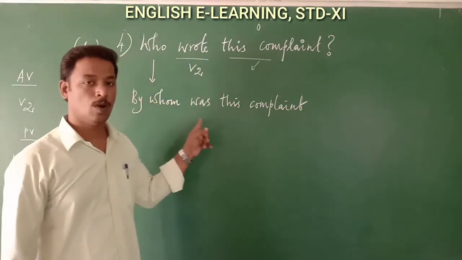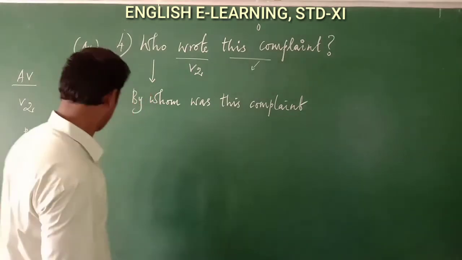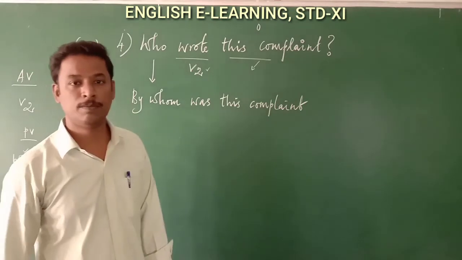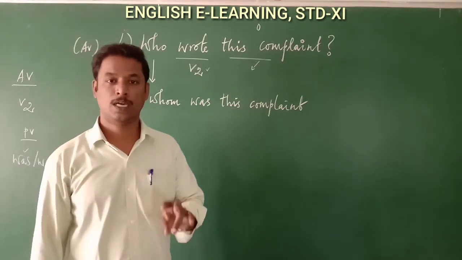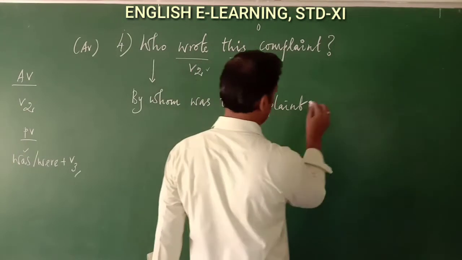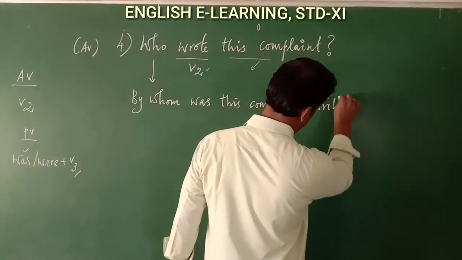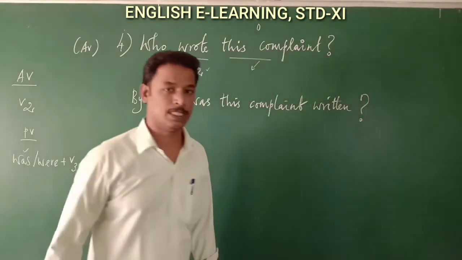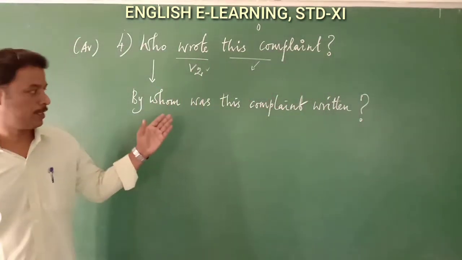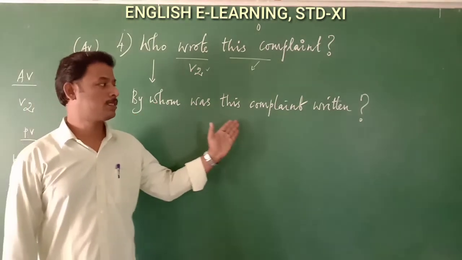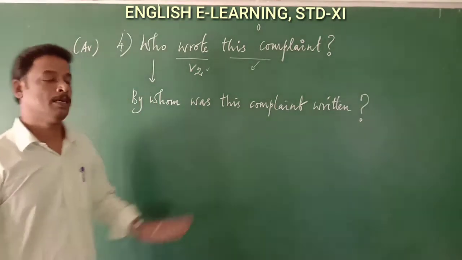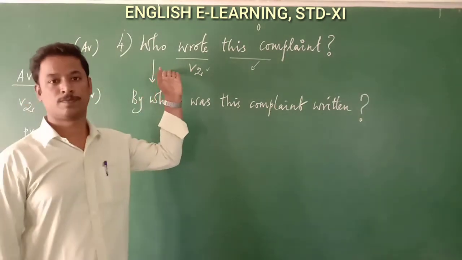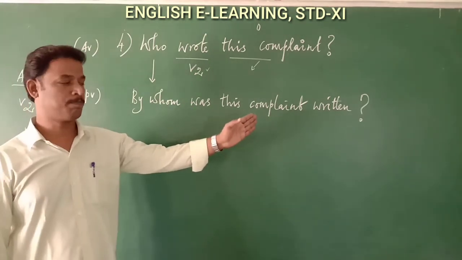By whom was this complaint? Another one, what is the verb 3 of this finite verb? Write, wrote, written. Okay, was this complaint written? Next, we have to add the question mark. Now read it. By whom was this complaint written? This is the passive voice of that active voice. Okay, by whom was this complaint written?